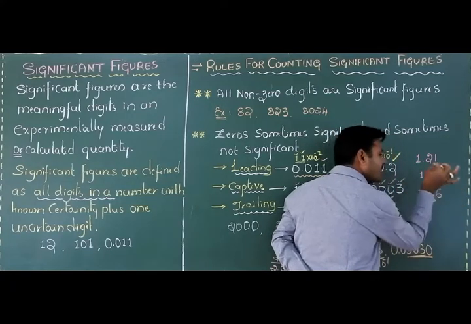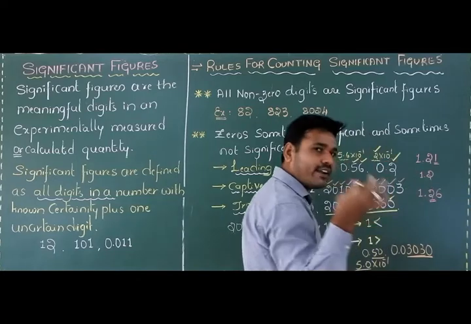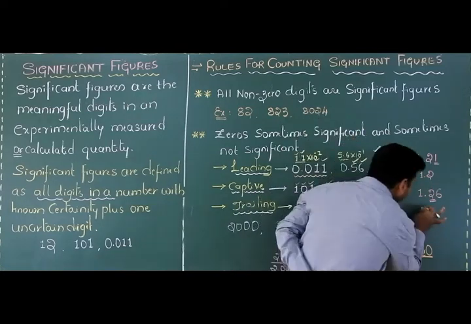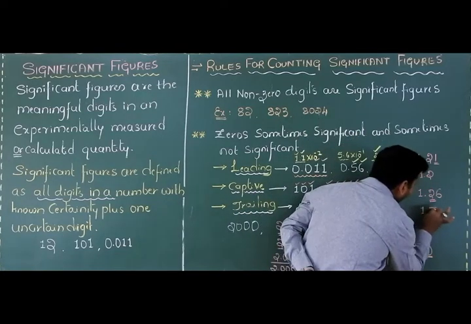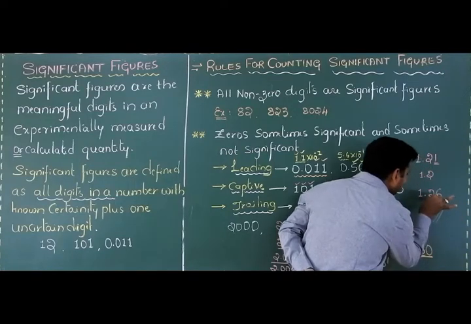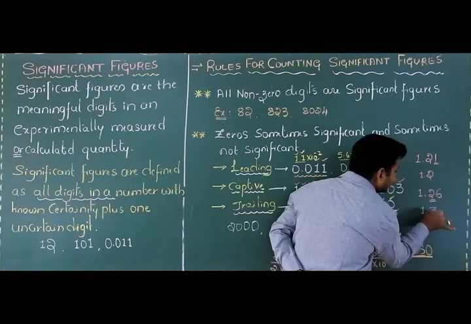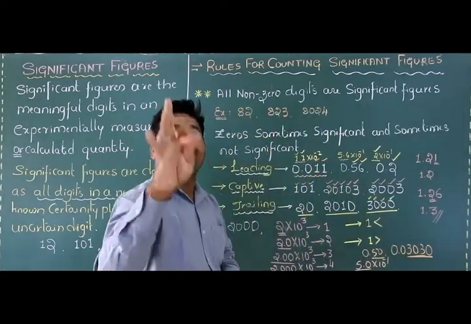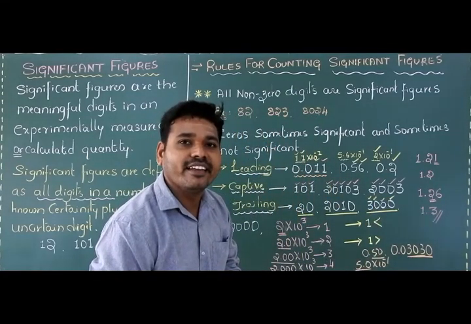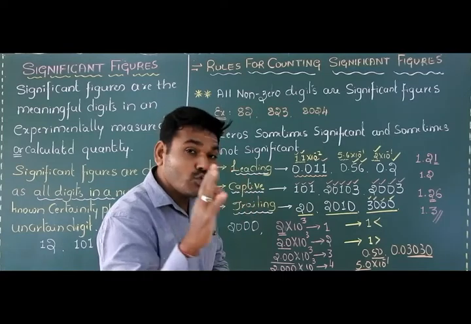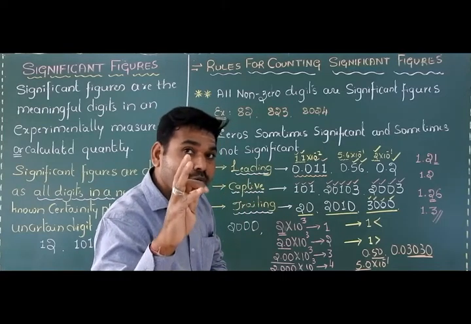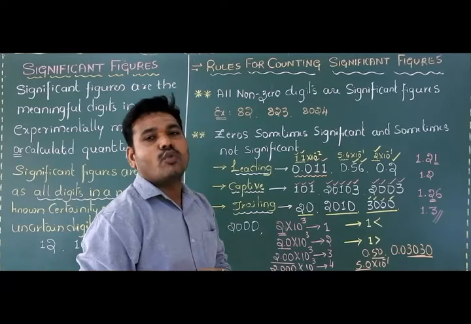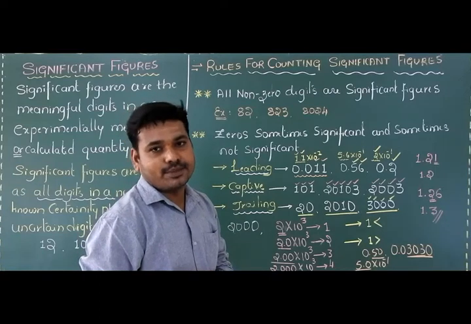1.26, by using rounding of number concept, this number is expressed in the form 1.3. The preceding digit is increased by 1 here. So therefore we express the given number in the form 1.3. Okay, so these two rules are very important rules for rounding of number concept.